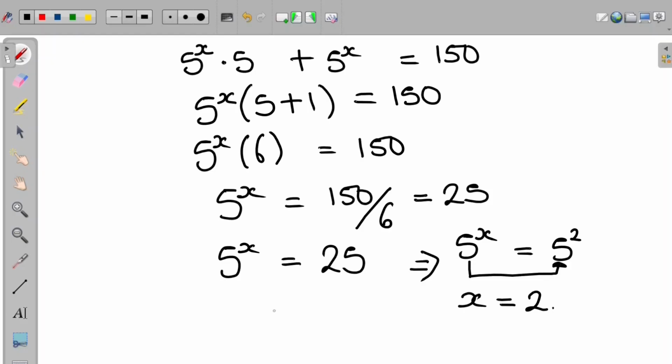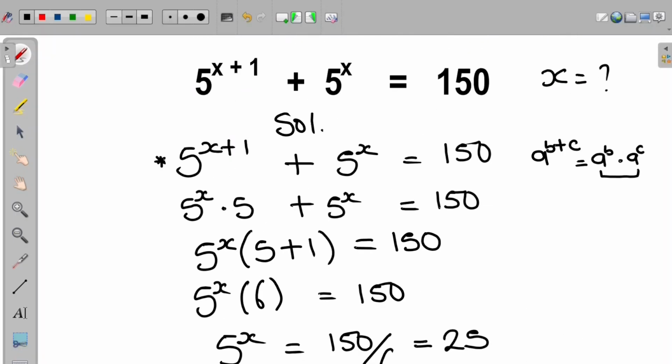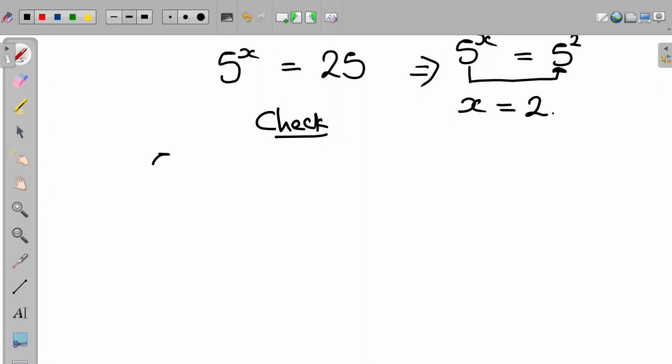Now let us check if we are correct. The equation given to us initially was 5 raised to the power of x plus 1, plus 5 raised to the power of x, is equal to 150. And our value of x is equal to 2.